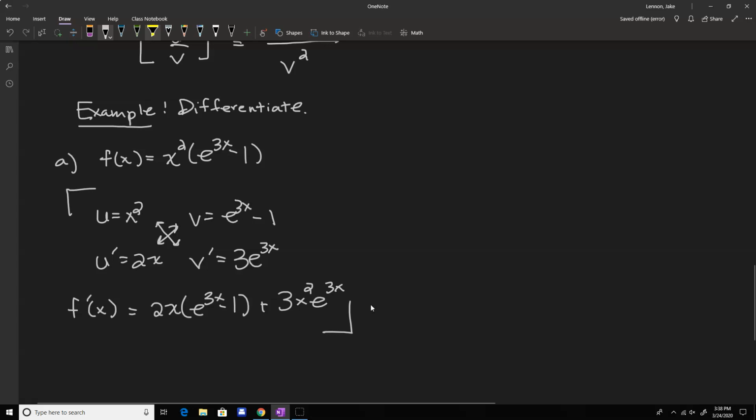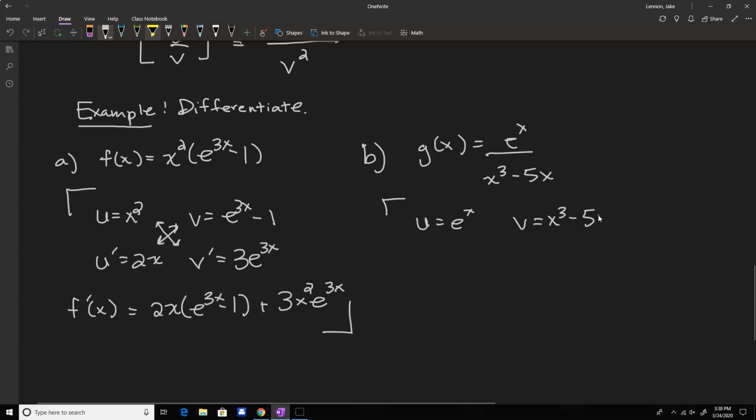All right, let's look at another example where we do the quotient rule here. So, let's say our function is g of x equals e to the x divided by x cubed minus 5x. So here what we want to do is, again, we're still going to set up u, v, u prime, and v prime, but we have to use that different quotient rule formula. So here u is e to the x, v is x cubed minus 5x. So u prime is e to the x, and v prime is 3x squared minus 5.